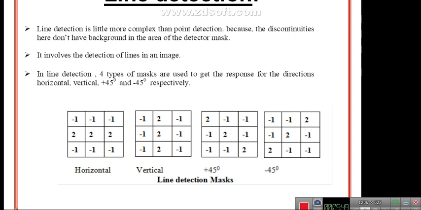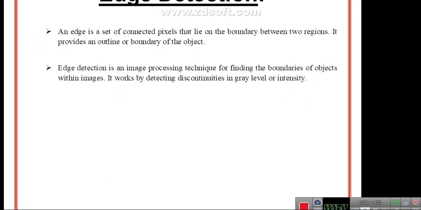The mask for detecting a plus 45 degree line is 2, minus 1, minus 1, minus 1, 2, minus 1, minus 1, minus 1, 2. And for detecting a minus 45 degree line, the mask coefficients are minus 1, minus 1, 2, minus 1, 2, minus 1, 2, minus 1, minus 1.